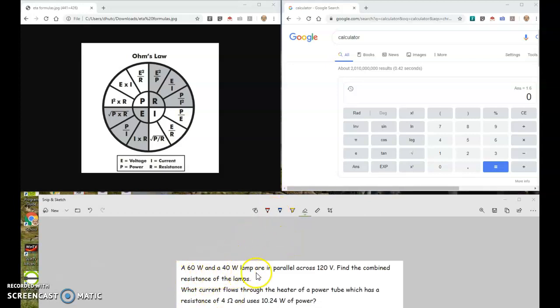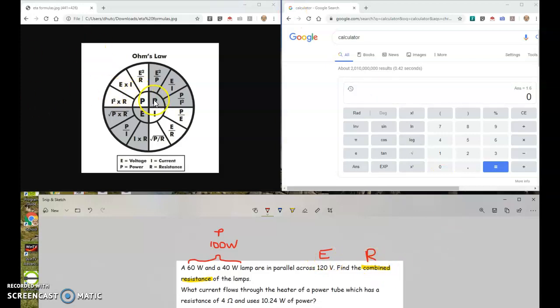It says a 60 watt and 40 watt lamp are connected in parallel across 120 volts. Find the combined resistance of the lamp. So we're looking for the combined resistance. Resistance is R. We've got E. And we've got two powers over here, so we're going to actually add these together. Anytime you have power, you can add them together. Regardless of whether it's series or parallel, power always adds. So we're going to use 100 watts of power, and that's going to be P. And so we've got P, we've got E, and we're trying to find R.